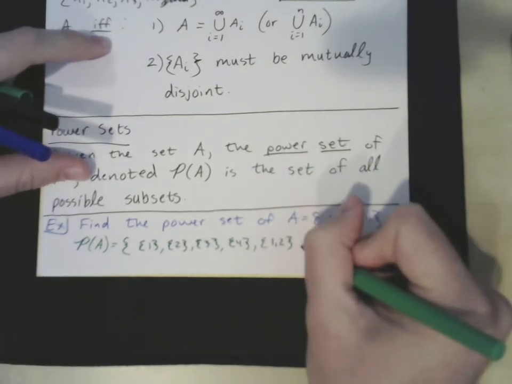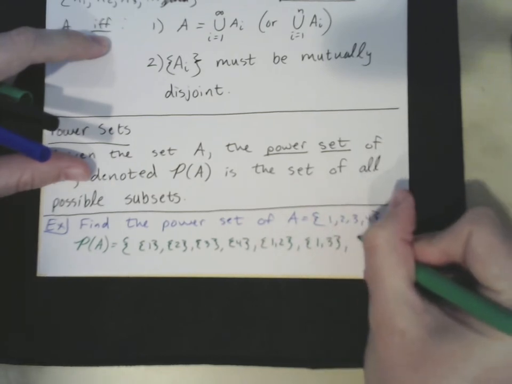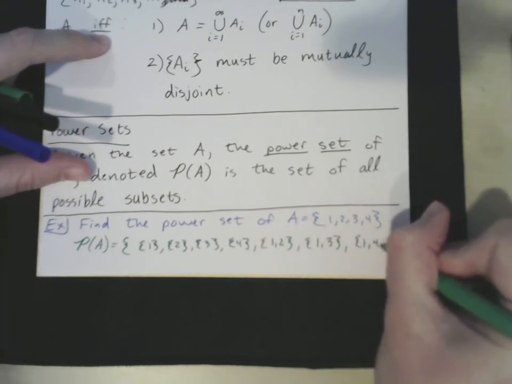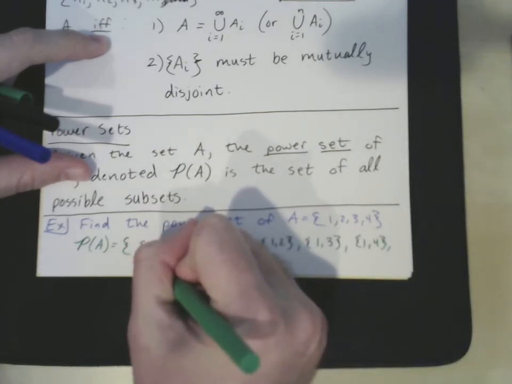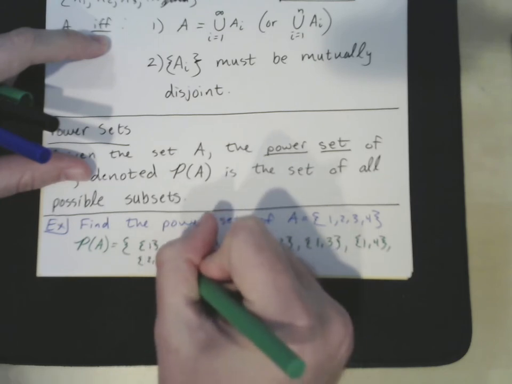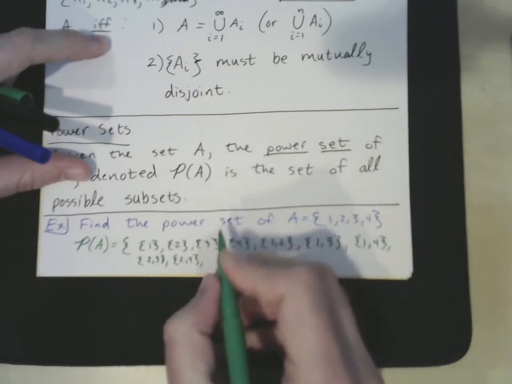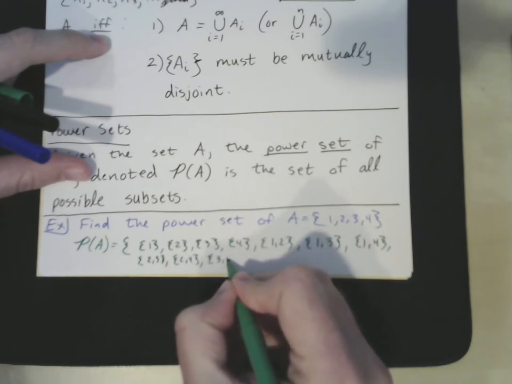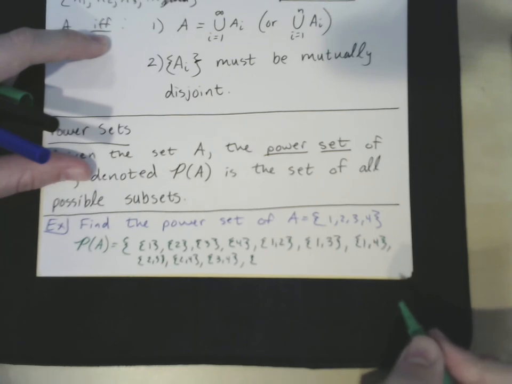So we have {1, 2}. We have {1, 3}. We have {1, 4}. We have {2, 3}. We have {2, 4}. We have {3, 4}. That ends the 2 element subsets.